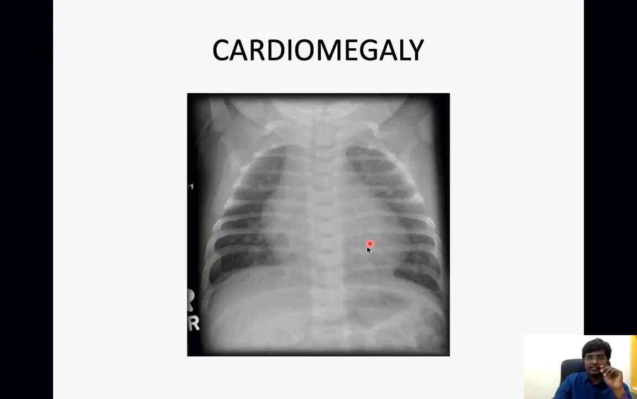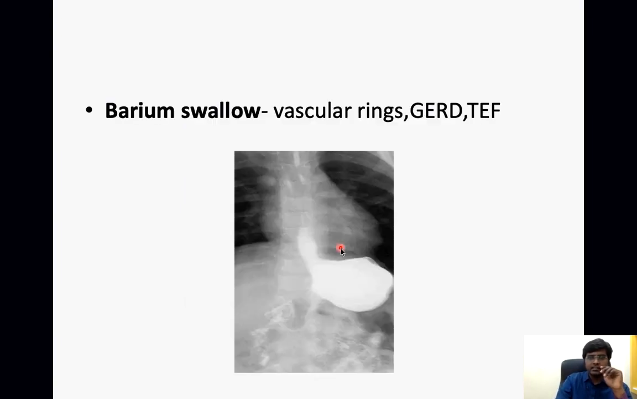Here the heart size is very much increased. So this is a cardiomegaly in a congenital heart disease. So this is a barium swallow where you can see the reflux of your stomach contents back into your esophagus.